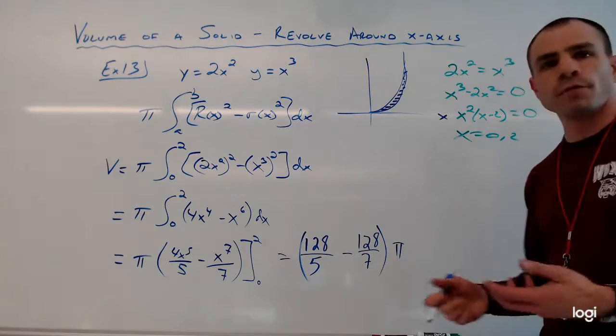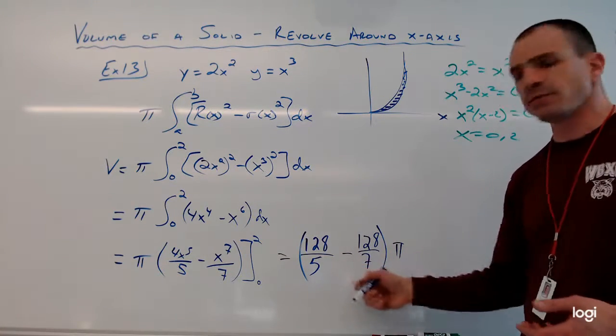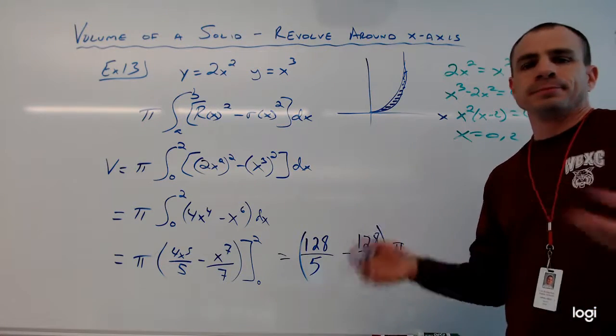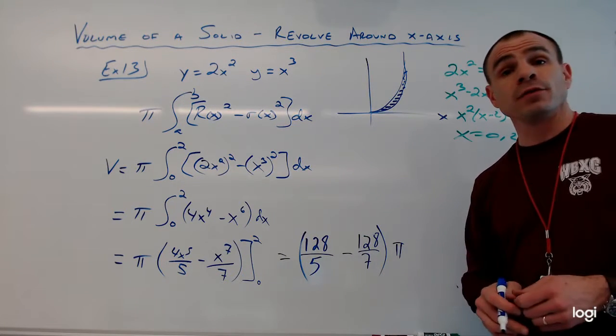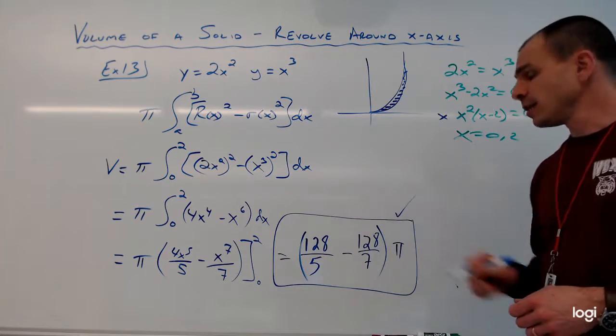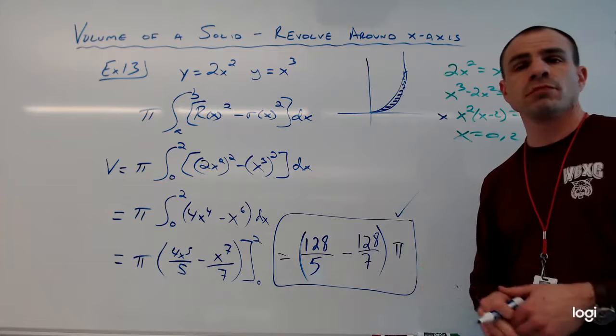And we can go further. We need a common denominator of 35. We'd have to multiply this by 7 and that by 5. Feel free to work on that if you'd like to. But ultimately, this answer right here is correct, if not simplified. That works in my book.